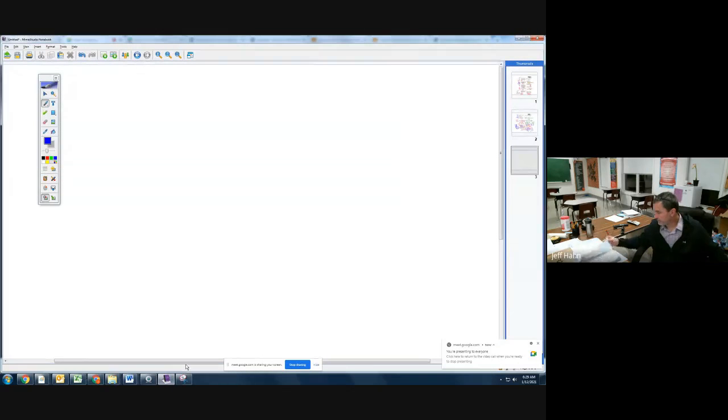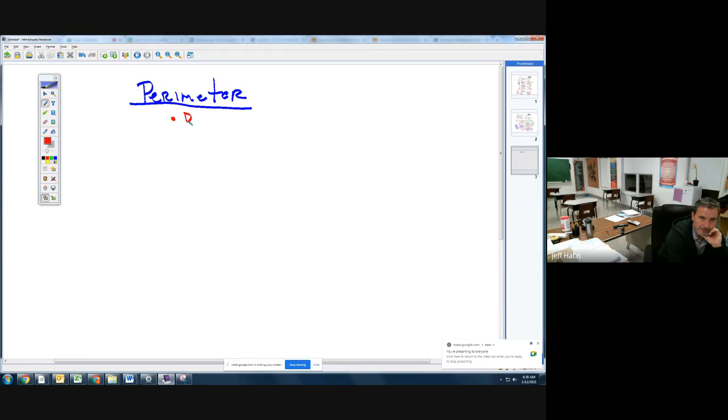First thing we're going to talk about, ladies and gentlemen, is perimeter. It's a pretty simple little concept. Perimeter. And all you need to know about perimeter, boys and girls, is that it is the distance around something. And to find the perimeter, you just need to add up all sides. Make sure it's all sides.